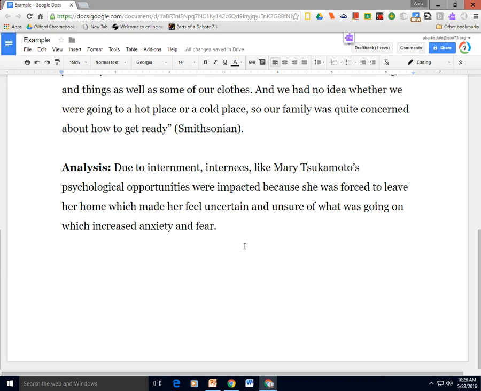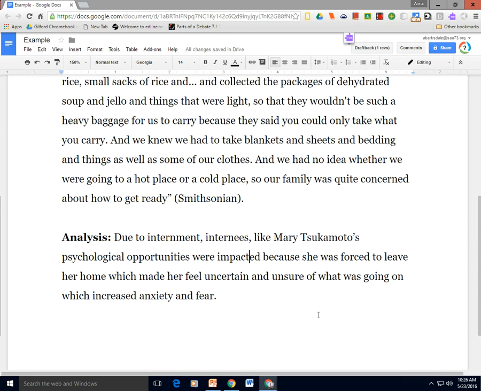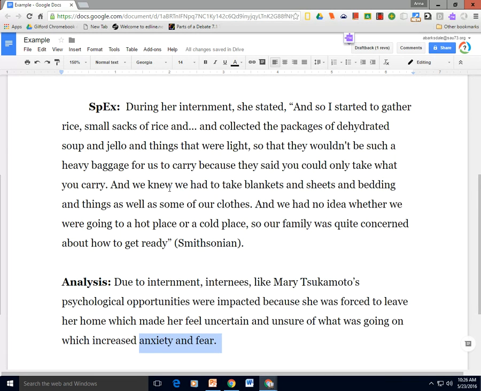Psychology is mental state. Where do you think someone's mental state or emotions would be? A lot of you would say, I'm getting like, due to internment, Mary lost stuff. That doesn't really tell me psychological opportunity. I need to put myself, if this was happening to me and all this stuff was going on based on what she said, how would I feel? And I would feel uncertain and unsure. And I know that my anxiety and fear would be increased because of this situation. That is a logical assumption that I can make based on the quote that I just analyzed.